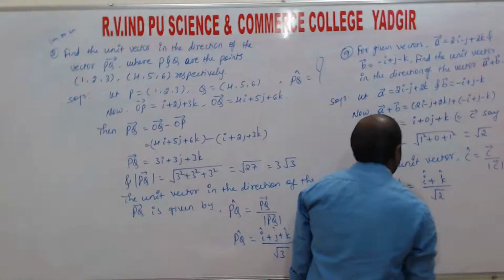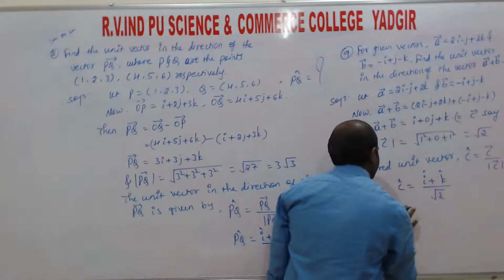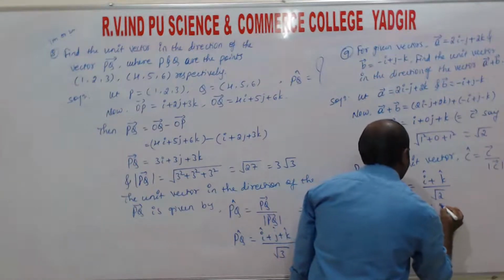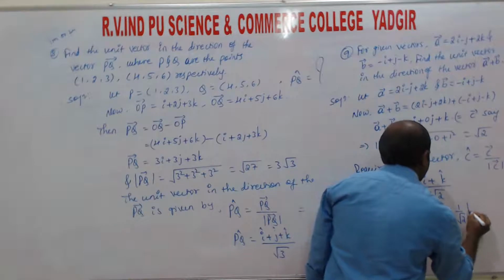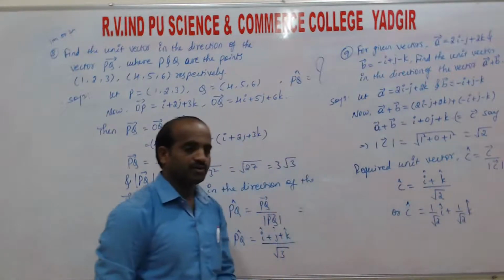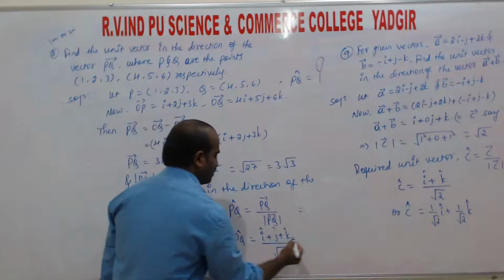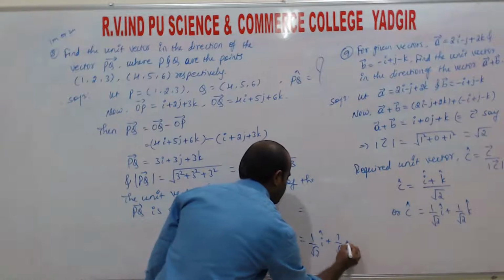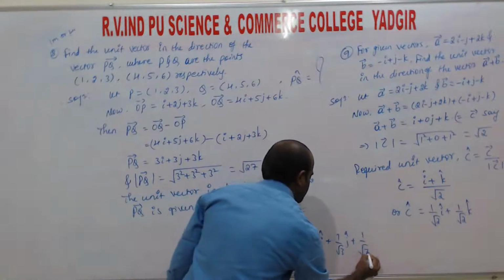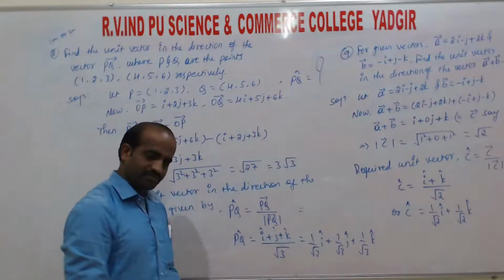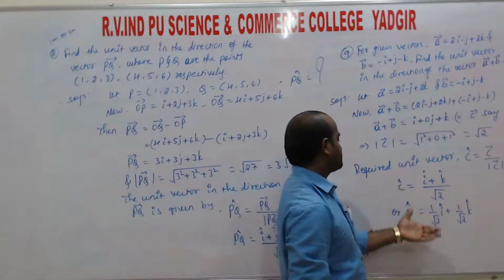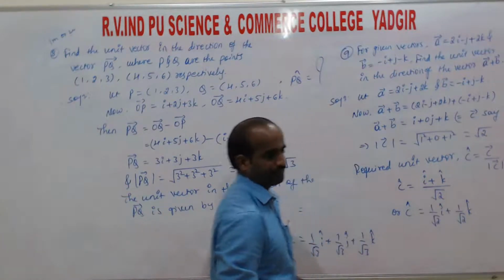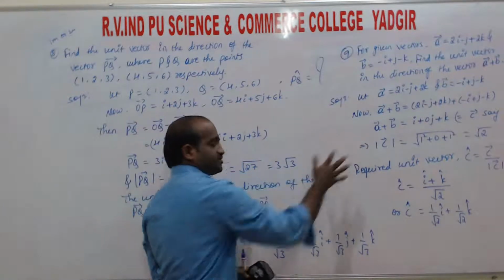root 2. Or c cap is equal to 1 by root 2 i plus 1 by root 2 k. In the previous one also it was the same: 1 by root 3 i, 1 by root 3 j plus 1 by root 3 k. This problem is like the previous one. Or c cap is equal to 1 by root 2 i plus 1 by root 2 k. This type of question carries 2 marks.